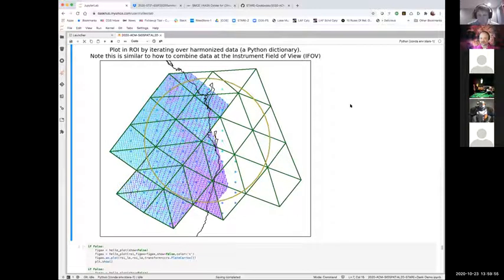Gotcha. Now, one thing that I can note here is that these triangles that we have here are not uniform; they're not the same area.